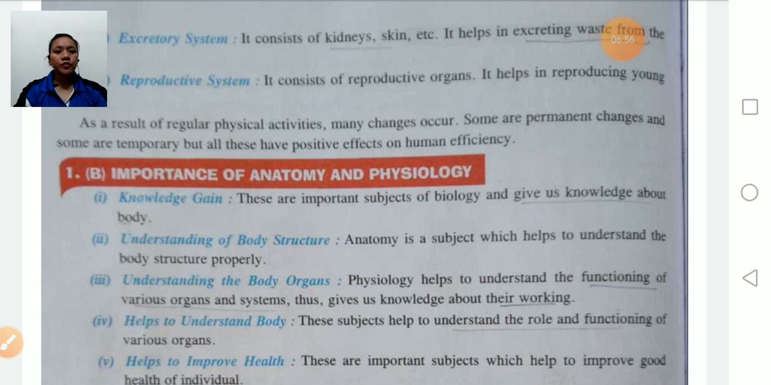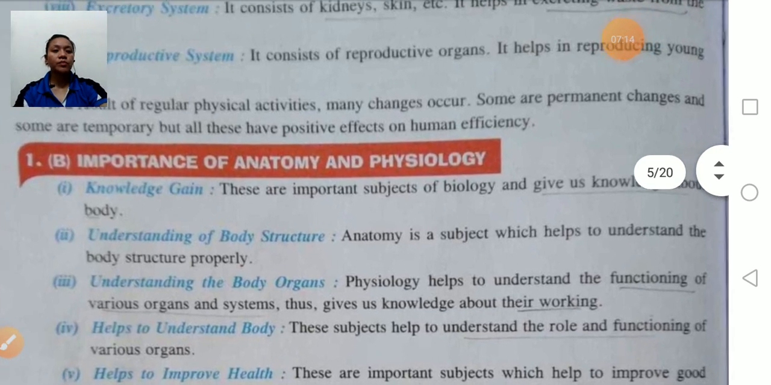As a result of physical activity, many changes occur. If we do physical activity, then many changes occur in our body. Some changes are permanent and some are temporary, but all these changes have a positive effect on the human body.